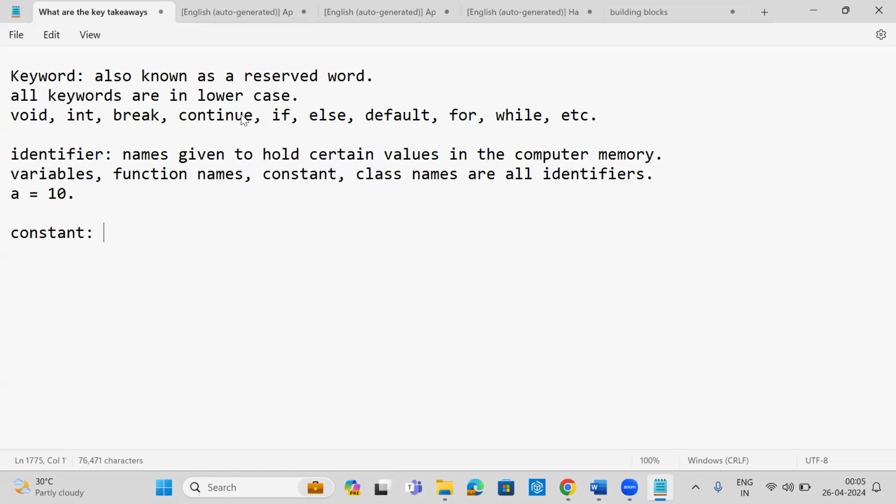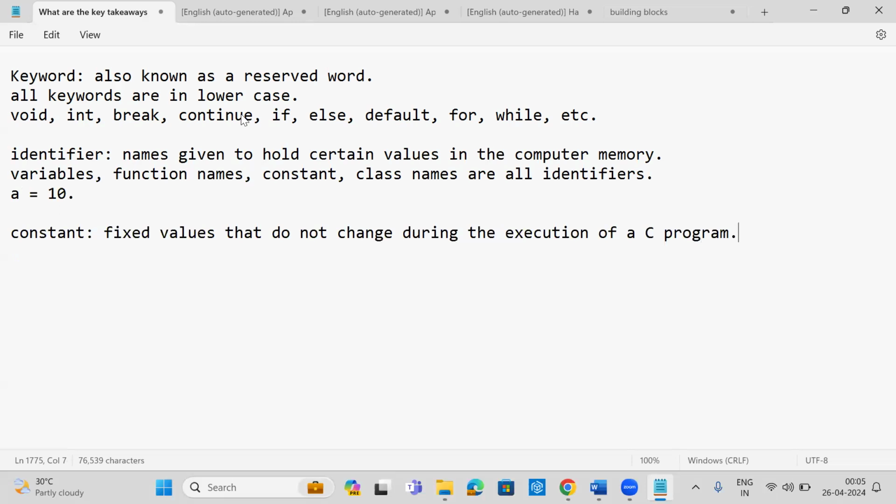Then what is a constant? Fixed values that do not change during the execution of a C program. So constant can be a numeric constant, it can be a character constant, it can be integer constant, floating constant, okay, string constants. So anything that doesn't change during execution is known as a constant.